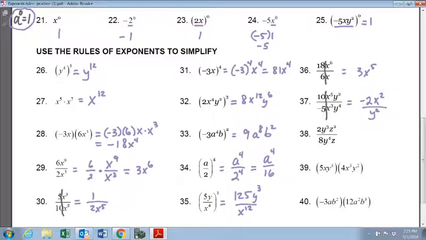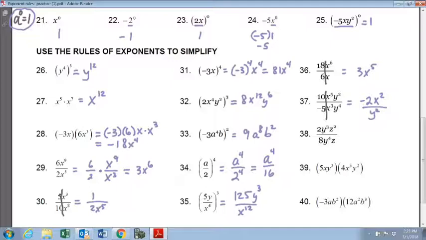Basically what's going on here is we have 2 y's multiplied in the numerator, and we have 4 y's multiplied in the denominator. So I could cancel out 2 of my y's in the numerator with 2 in the denominator, and I would still have 2 y factors in the denominator, which we would write as y squared.